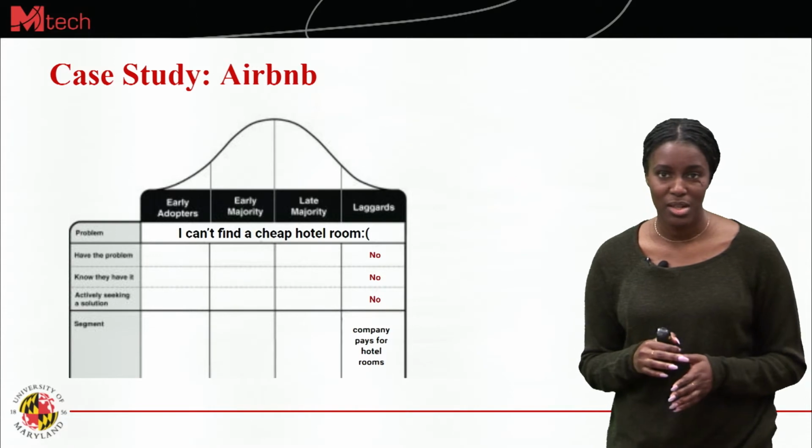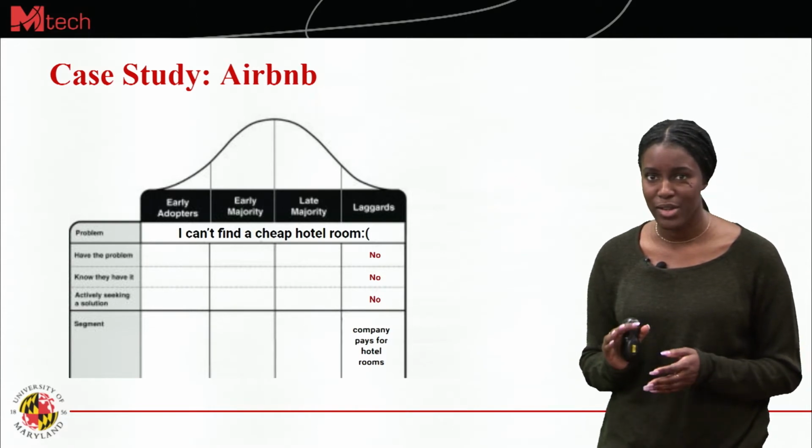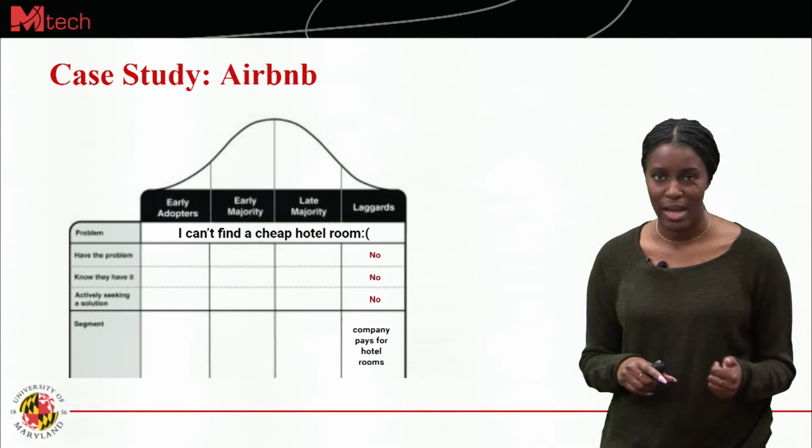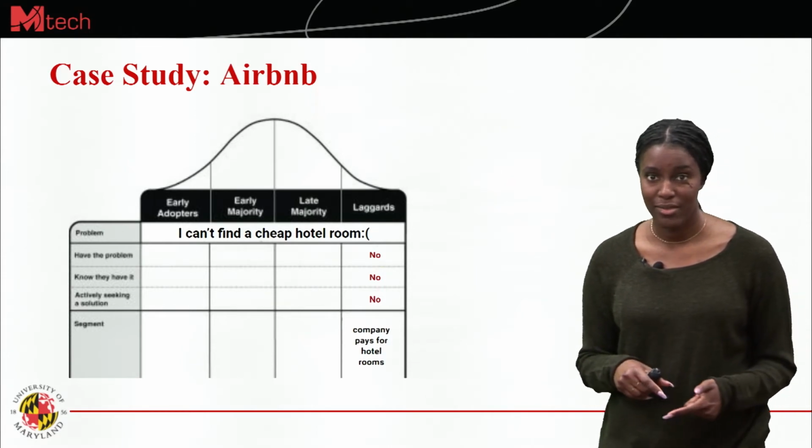Now, where we're going to start with is identifying who would the laggards be in this case. So remember our 3 questions. Do they have the problem? Are they aware they have the problem?